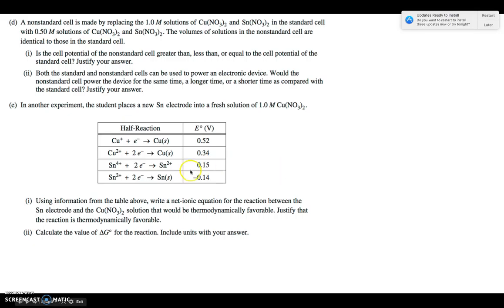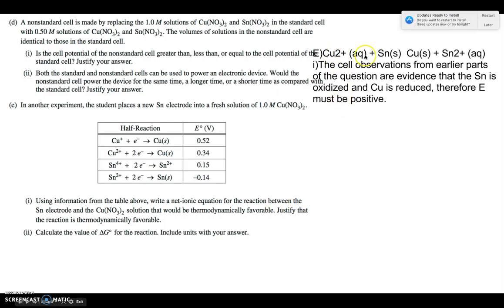In the experiment, using the information from the table above, the net ionic equation for the reaction between the Sn electrode and the copper nitrate solution would be thermodynamically favorable. Justify that the reaction is thermodynamically favorable. Okay, well the copper 2+, this is a redox reaction in itself. Easy to balance because copper 2+ goes to copper, Sn goes to Sn2+.